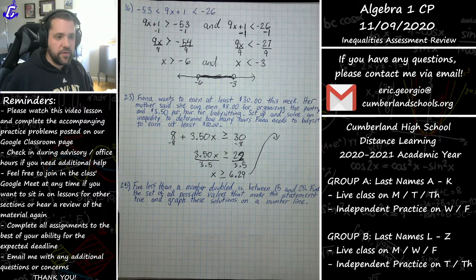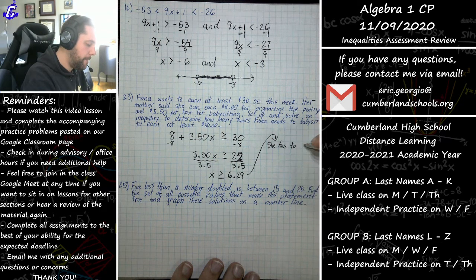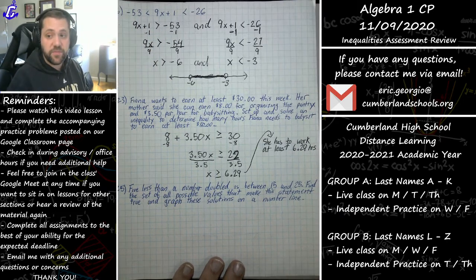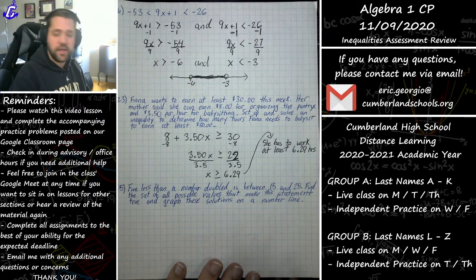Okay? So you'd be able to say, well, it's 6.29. I guess you could say she has to work at least 6.29 hours. Or if you actually took the extra step to say, well, we could round it up to say she has to work 7 hours, that would be fine too.